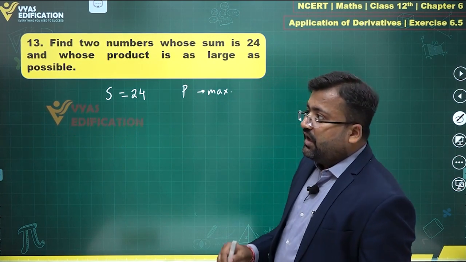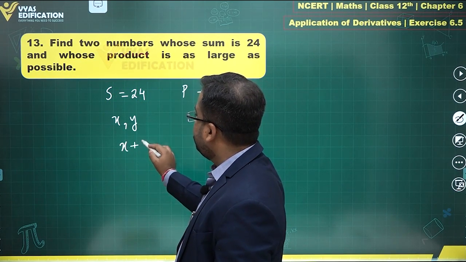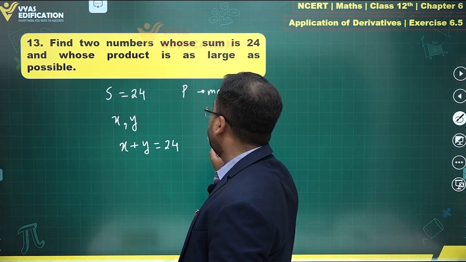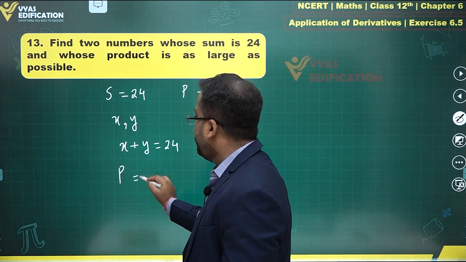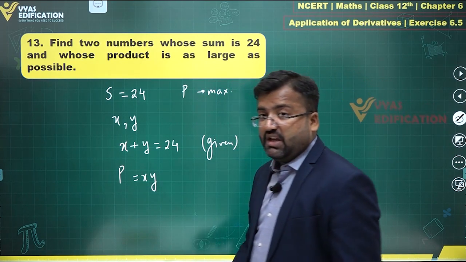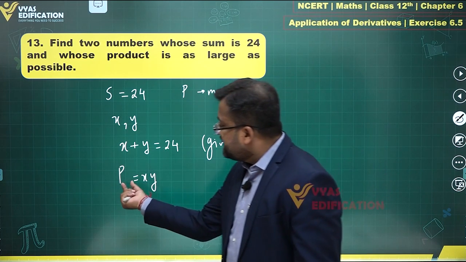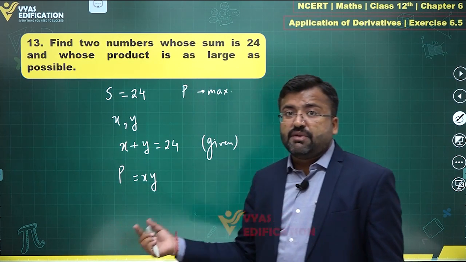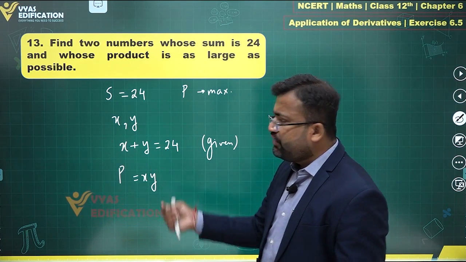Let the numbers be x and y. It is given that x plus y is equal to 24. This is given. And we are interested in the product function. Product is xy. Whenever you get this kind of question, try to write the expression that you want to minimize or maximize in terms of a single variable. Here we are using two variables, right?